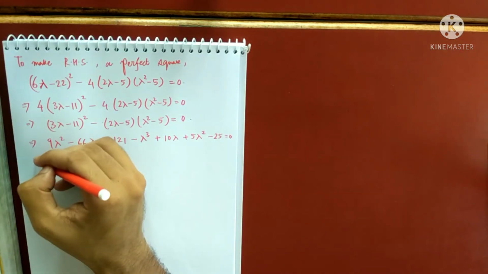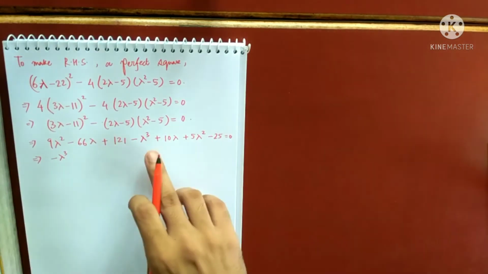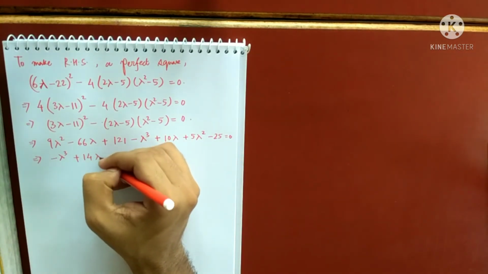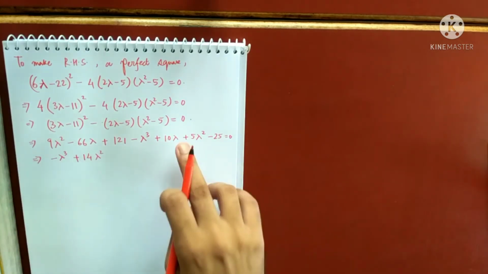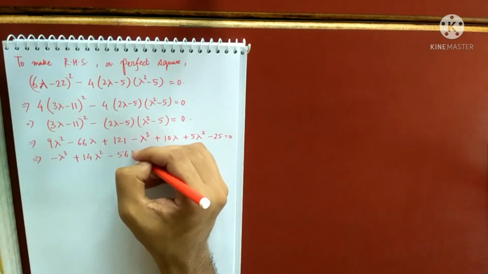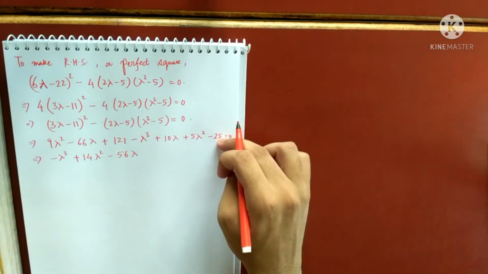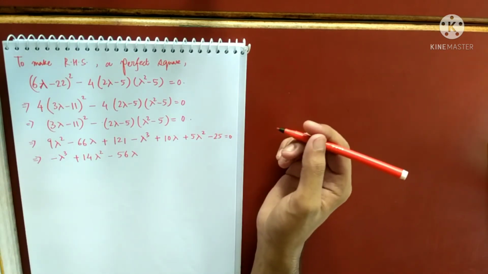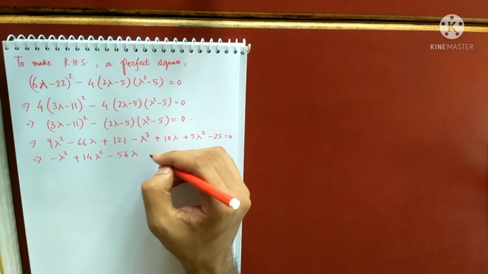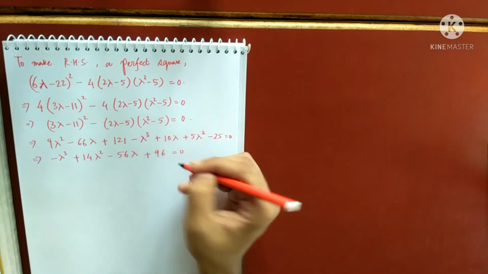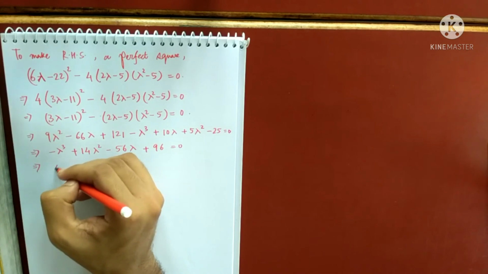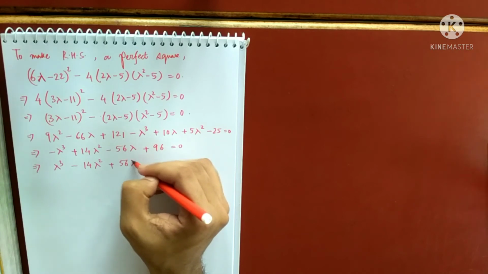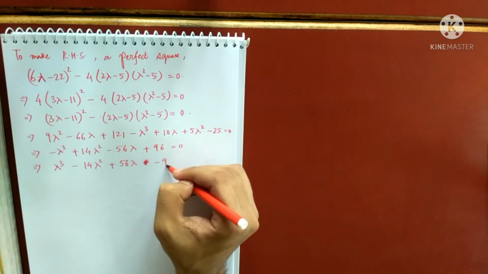So try to make this simple. So minus lambda cube, 9 lambda square plus 5 lambda square is 14 lambda square, minus 66 lambda plus 10 lambda is minus 56 lambda, 121 minus 25, right, that will become plus 96 equals to 0. So or just take minus common. So lambda cube minus 14 lambda square plus 56 lambda minus 96 equals to 0.